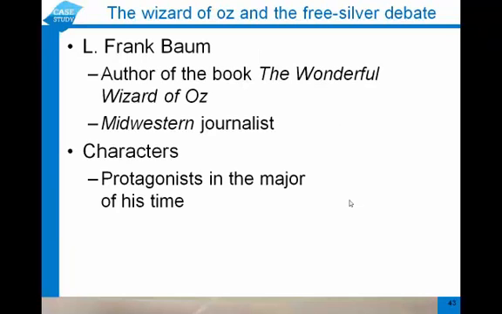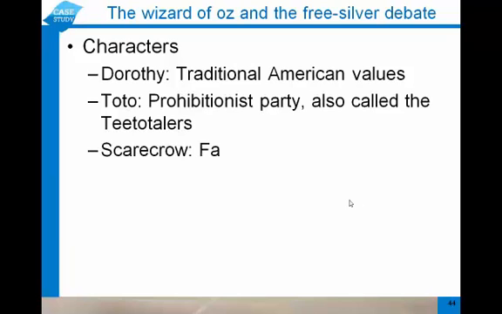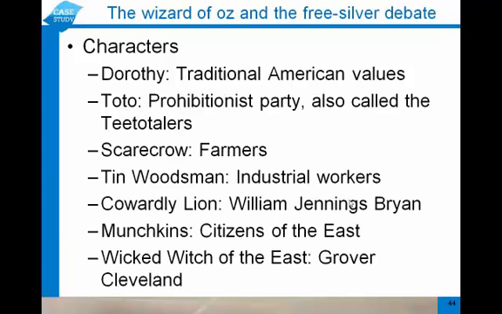And the author of the book was L. Frank Baum. He was a Midwestern journalist, and the characters are based on protagonists in the major political battle of the time over silver. And the characters are Dorothy, as you probably know. She was supposed to hold traditional American values. Toto represented the Prohibitionist Party, also called the Teetotalers. Scarecrows were the farmers. The Tin Woodsmen were the industrial workers. The Cowardly Lion was William Jennings Bryan, who suggested the silver standard at the time.